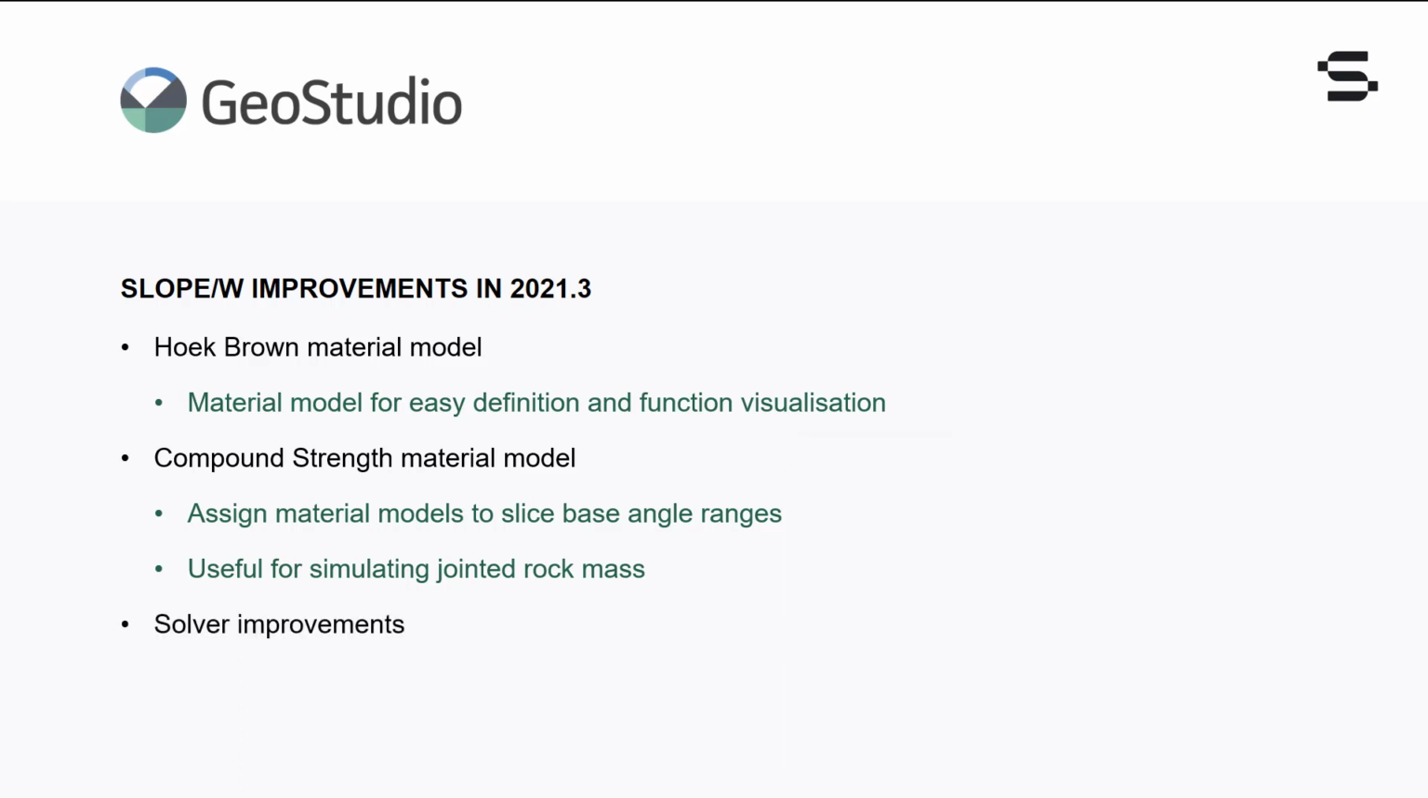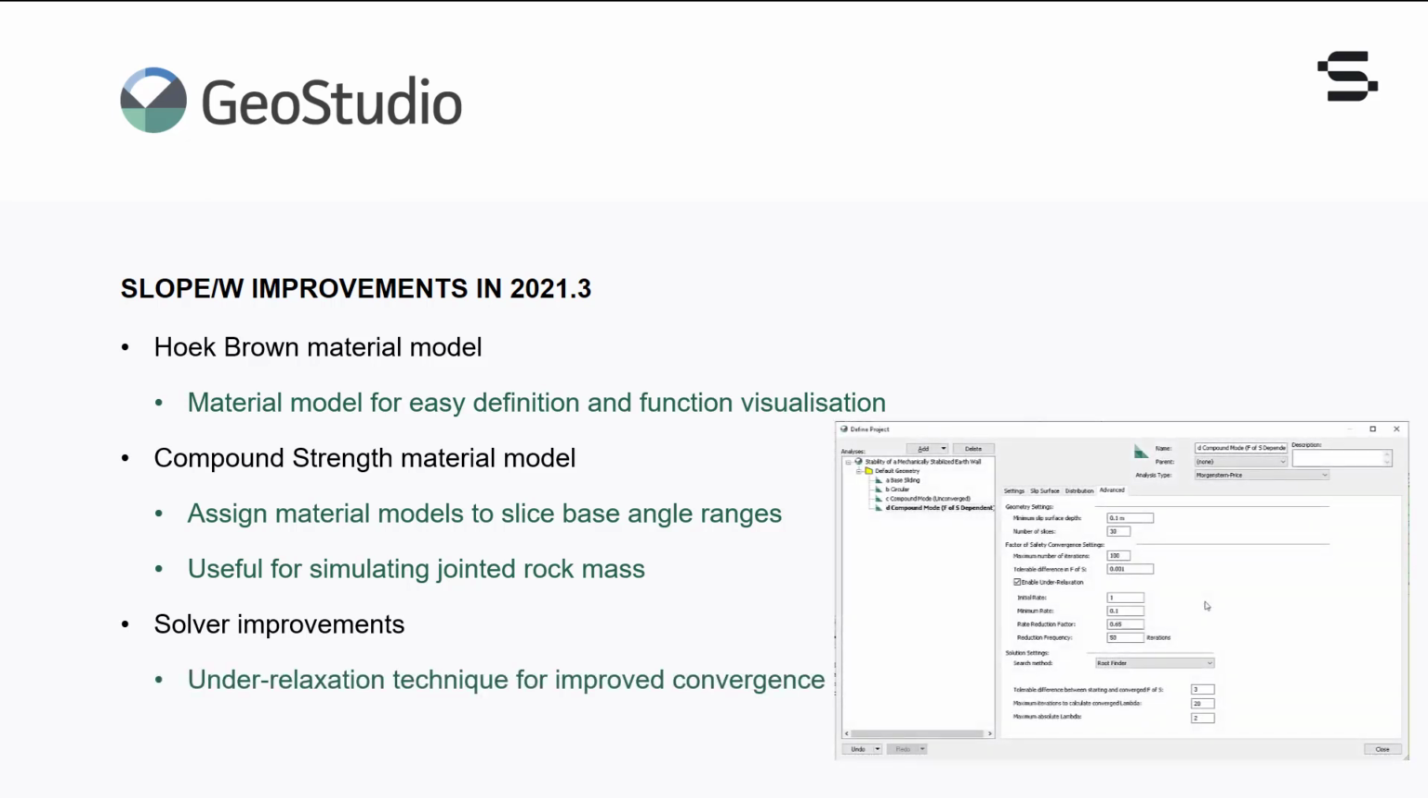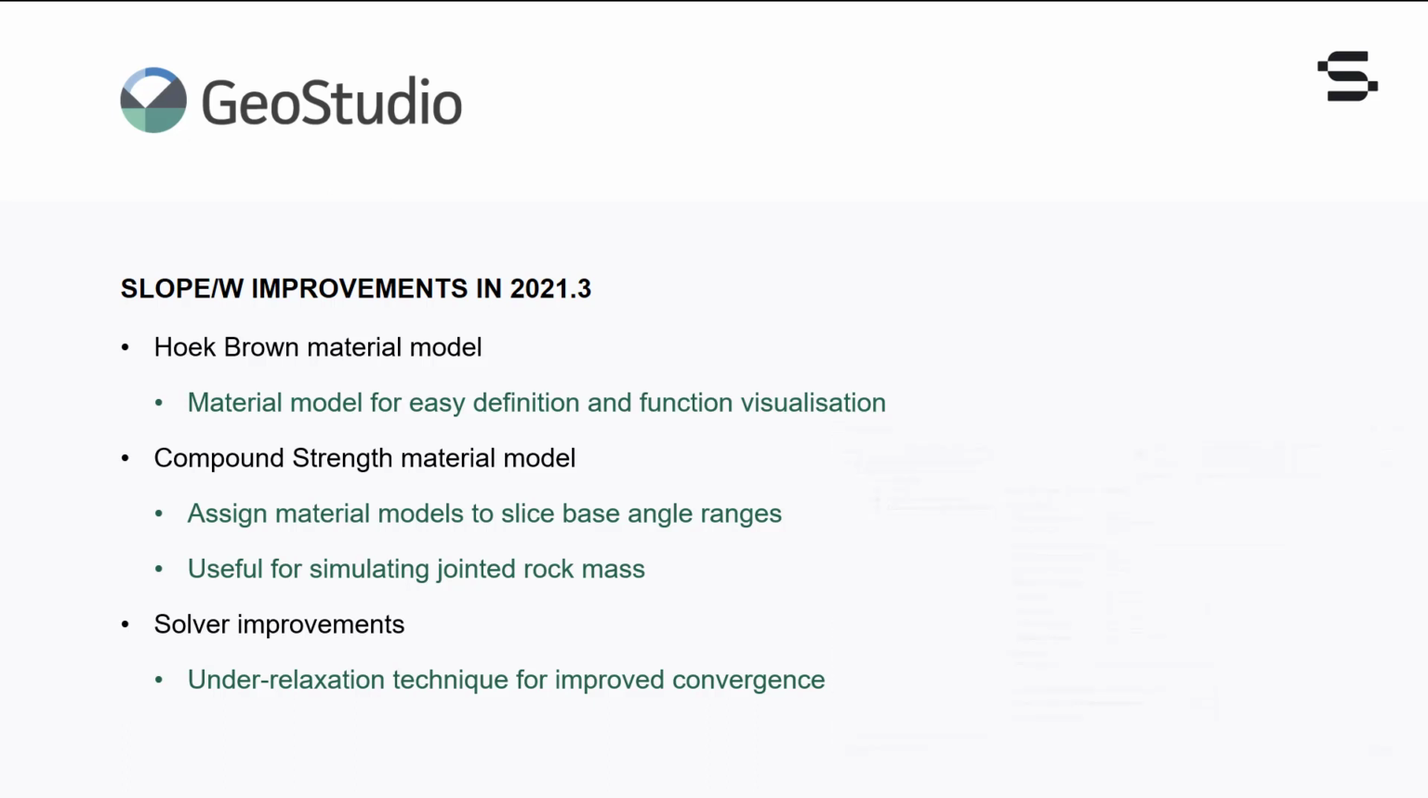The SlopeW solver now implements an under-relaxation technique to improve convergence for trial slip surfaces that are subject to concentrated point loads, such as simulating steeply dipping anchors in a tie-back wall.